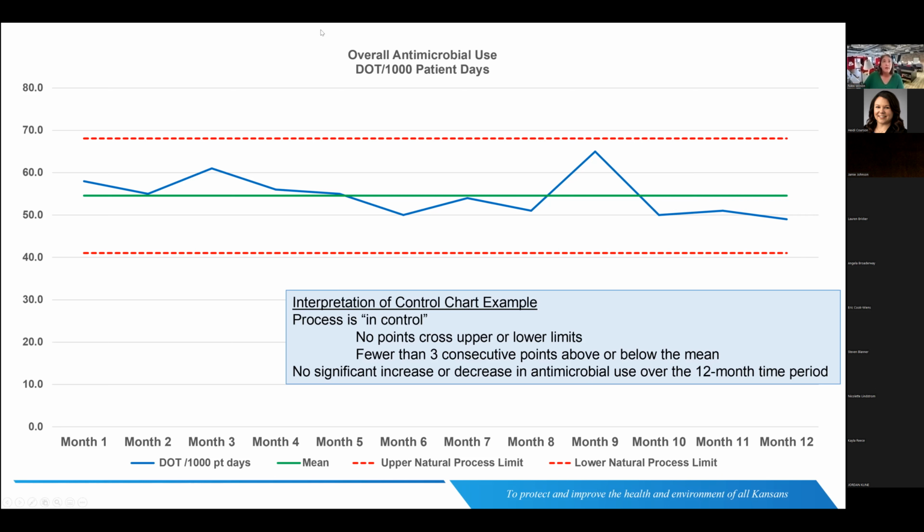Again, your upper and lower natural process limits are these red dotted lines here. This is essentially natural variation within our utilization. The green line is your mean, the mean of all of these values that are represented. And then of course, blue is your DOT. In this example it is days of therapy per 1,000 patient days. And that is going to ebb and flow around the mean and within these process limits.